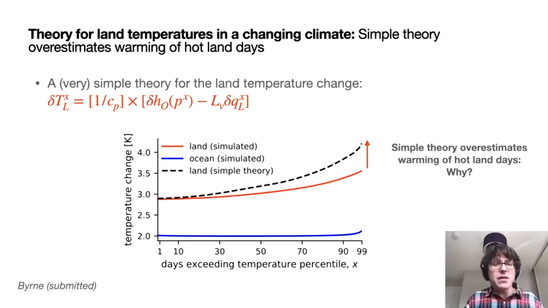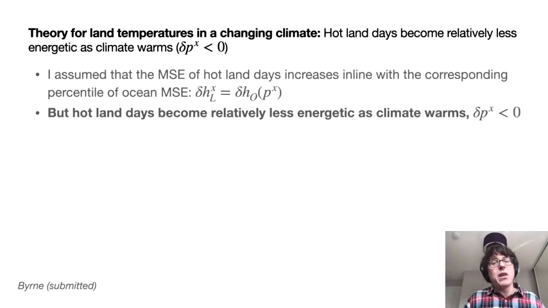So why is this theory going wrong? What are we missing? And can we refine this theory to make it more accurate when we apply it to the simulations? So what this very simple theory is missing is an extra component to the moist static energy change on hot days associated with those hot days becoming relatively less energetic as climate warms.